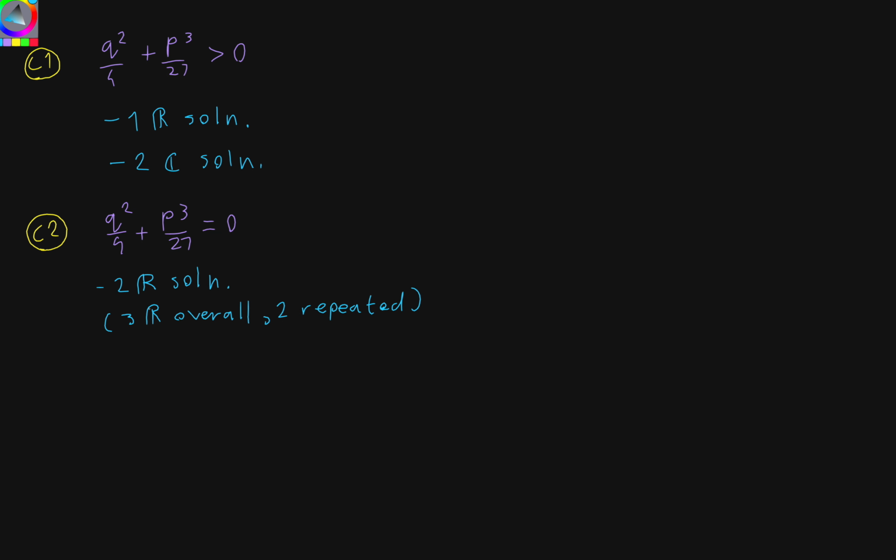And then the last case, case number 3, that's going to be if we have q squared over 4 plus p cubed over 27 is less than 0. And with this, we're going to get 3 real solutions, and these are all distinct, all different values.